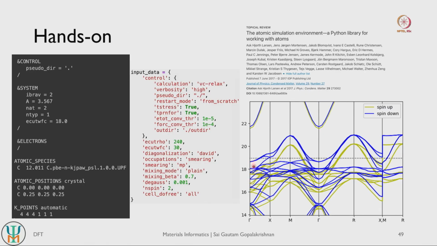Just to give a glimpse of what you would see in your hands-on exercise, this is how a typical input file in Quantum Espresso will look, but we will be using the Atomic Simulation Environment for doing our calculations. There you will have to indicate your input variables and settings through this kind of code block, and we will be doing an exercise on calculating the band gap of nickel oxide. This is the sort of output that you should be getting after the calculation.